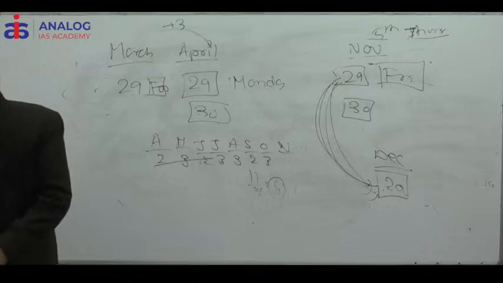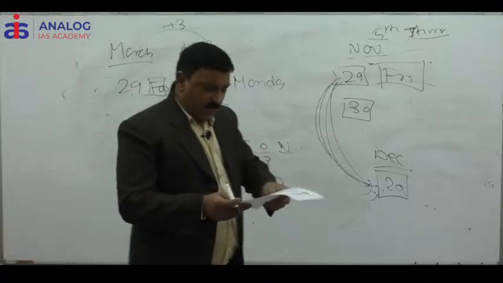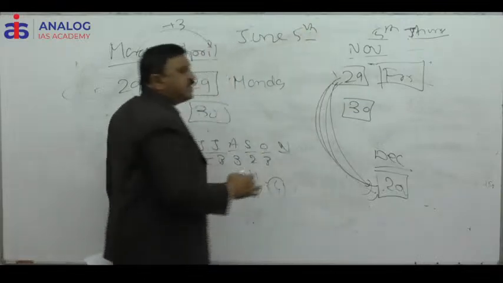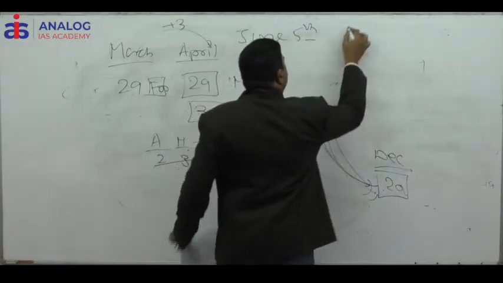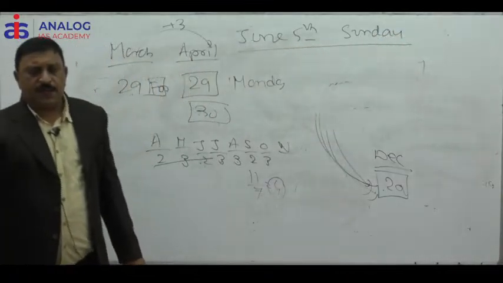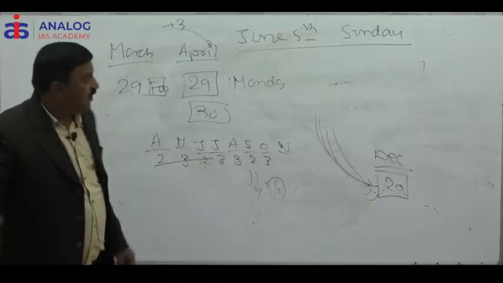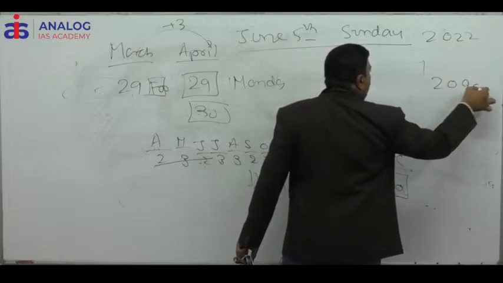2022. And the exam was on June 5th, which happened to be a Sunday that day. So June 5th is already a reference day. Which day is that? It is Sunday. Frankly speaking, we should have some common sense or presence of mind. So June 5th is a Sunday in which year? 2022. And they are asking on which day 2099 falls.